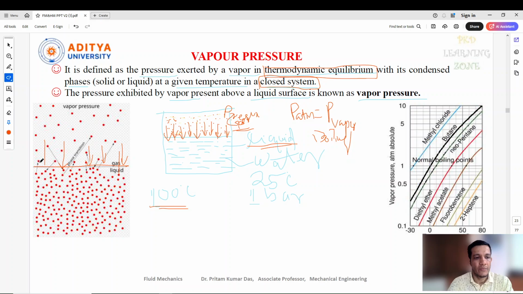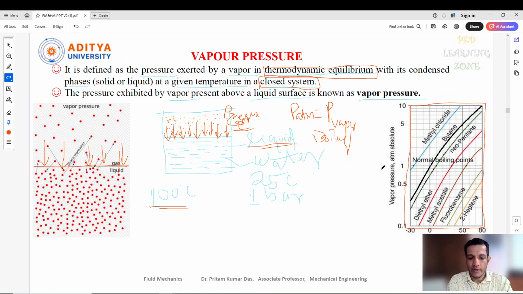This is one point. The second thing I want to say is that there is a relation between temperature and vapor pressure, as you can see here. As the temperature increases, the vapor pressure also increases. So there is a relation between them. Once temperature increases, the vapor pressure also increases.